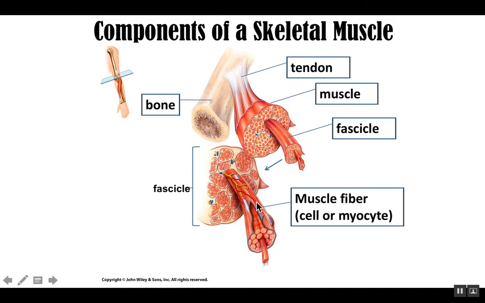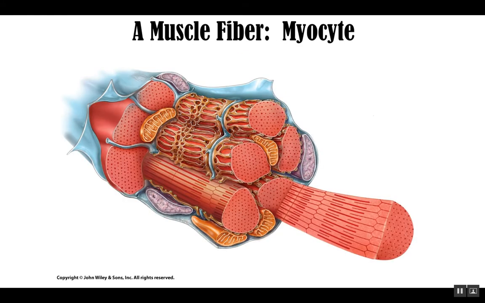So we worked our way down to that single cell level, and then we look inside of that single cell, and there seem to be some rod-like structures within that single cell. And those rod-like structures are known as myofibrils. And we'll be taking a very close look at how those rod-like structures contract within the muscle cell.